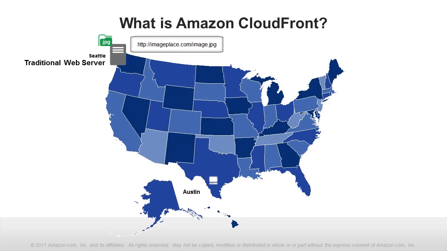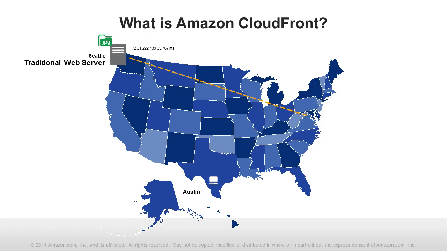But first, what is Amazon CloudFront? Let's compare Amazon CloudFront to the traditional web serving model. Suppose you were serving a graphic file from a traditional web server. Your end users can easily navigate to this URL and see the image that it returns. In this example, your web server is in Seattle, Washington, USA, and an end user makes a request to this URL from Austin, Texas, USA.